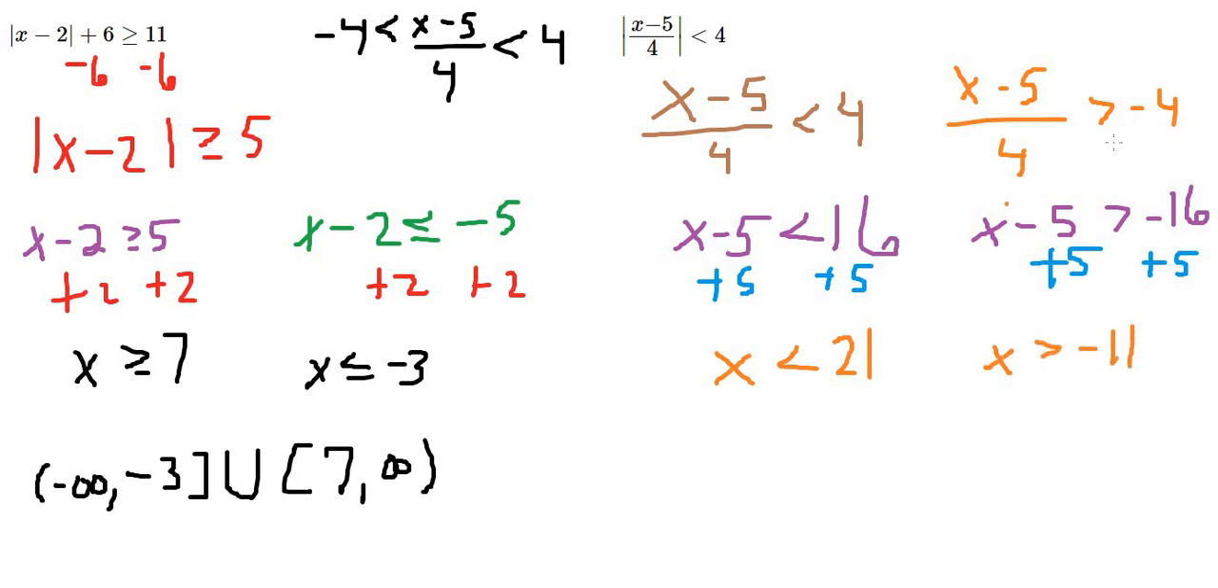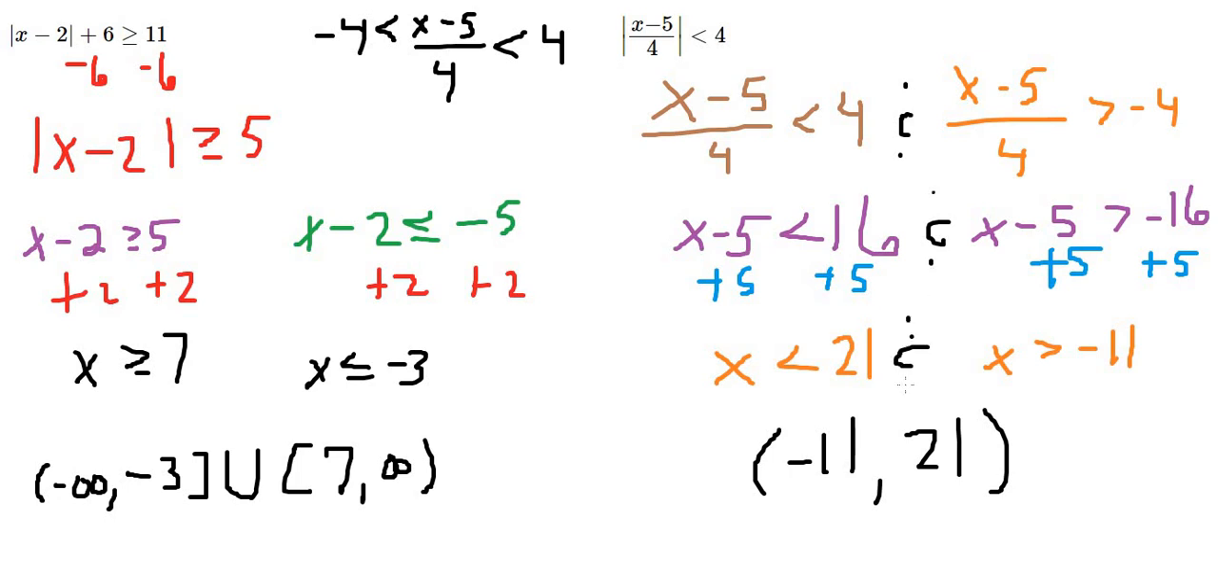Now there's no line underneath the inequality symbol this time. So when we write out the interval notation, it's going to be from negative 11 to 21. Because the key is it has to be between these two. And you may also see, like some textbooks, you'll put the and here. So it has to be less than 21 and greater than negative 11.